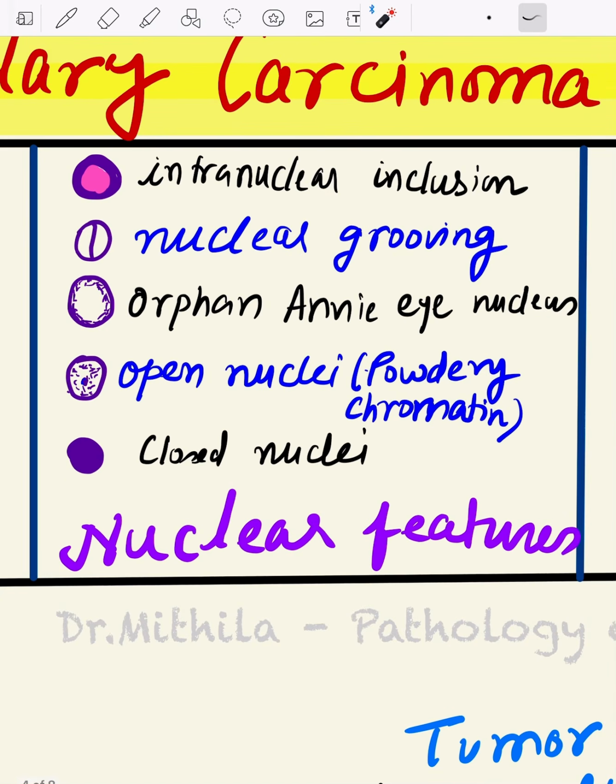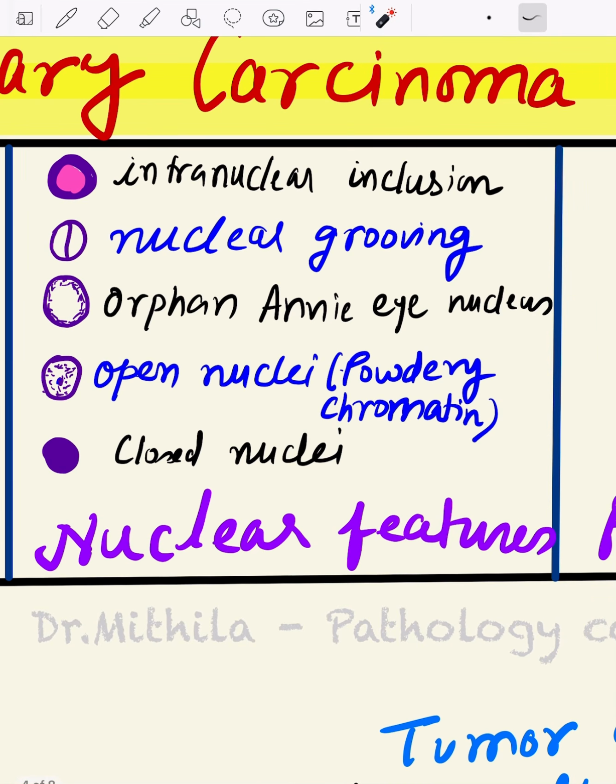Now next are the very important nuclear features which are very characteristic of papillary carcinoma thyroid. The reason why these nuclear features are seen is not fully understood, but maybe because of the RET-PTC gene rearrangements. So studies are still undergoing to understand the exact cause of these nuclear features. So what are the various nuclear features that we see in PCT? One is there is intranuclear inclusion.